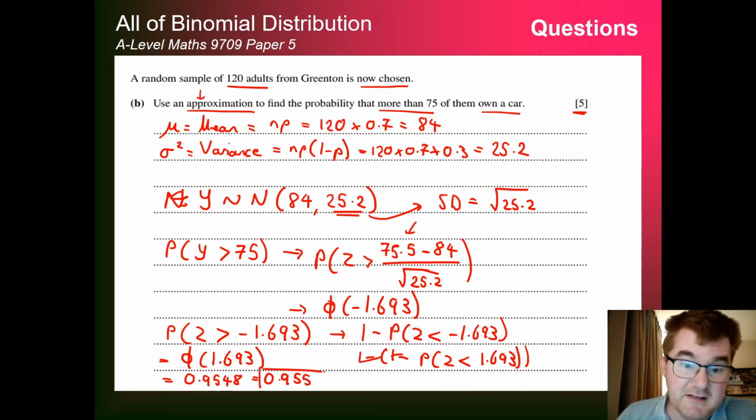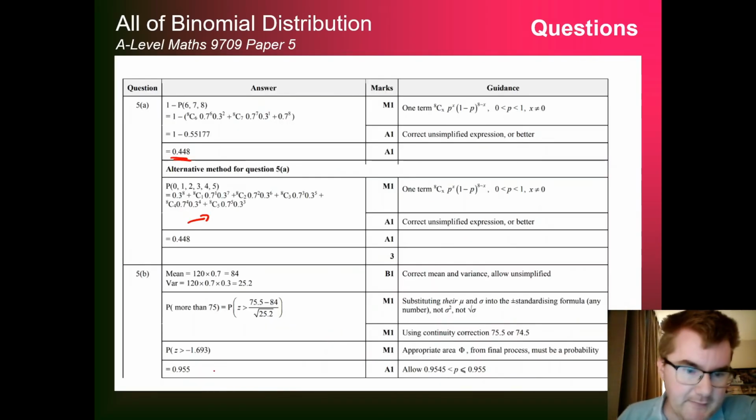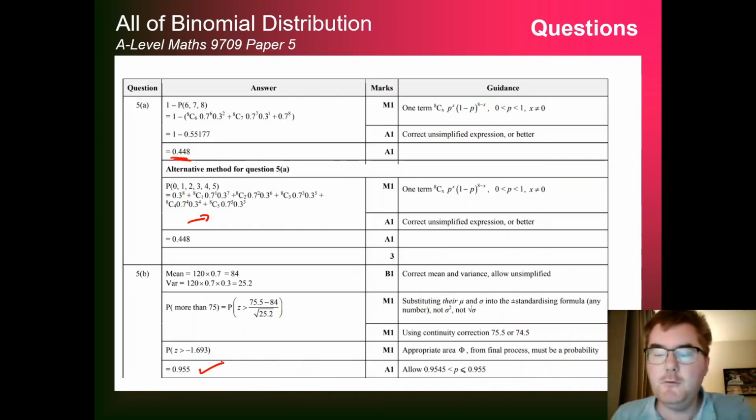So that's the probability, almost certain, yeah? Because we've got a probability very, very close to 1. And that gives us our final answer here for the 5 marks.